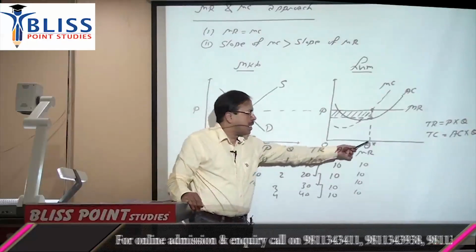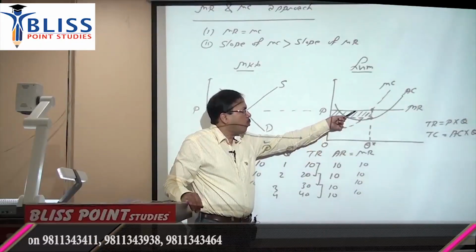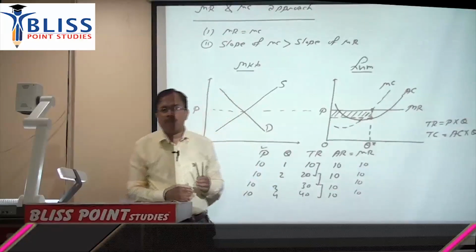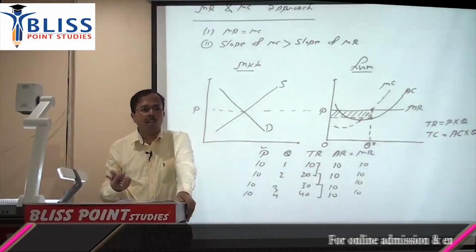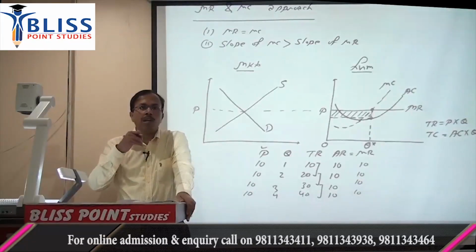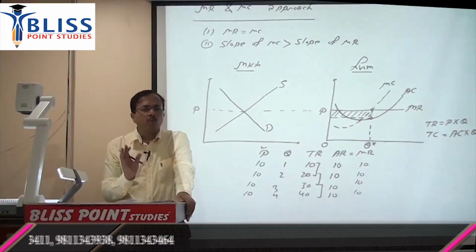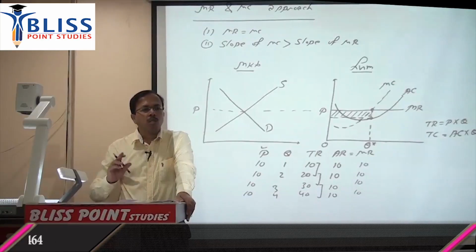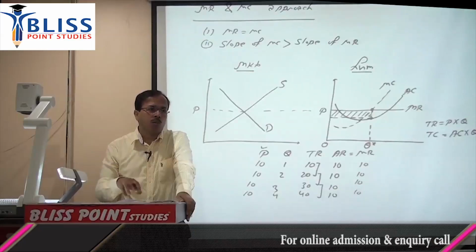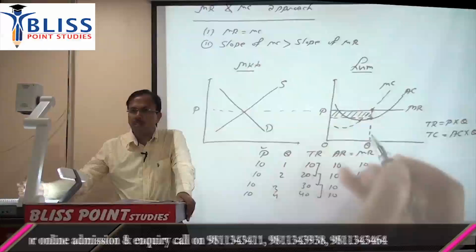Why does the firm not produce less than Q star? Less than Q star, marginal revenue will be more and cost will be less, which means by producing one more unit of output, the firm will add more to revenue and less to cost, so better to produce that output. But if by producing one more unit, the firm will add more to cost and less to revenue, better not to produce that quantity. So the profit maximization output is determined by equality of MR and MC.